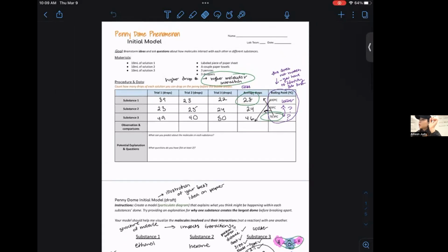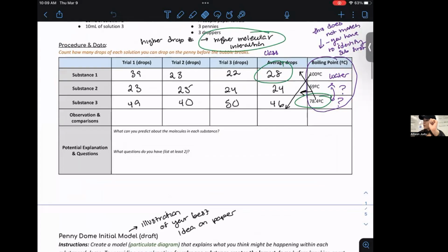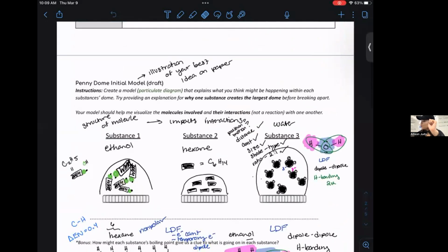So what we did is, according to what should have happened. Now remember, your data is your data. Please do not lie about your data. But you should have technically gotten that substance 3 was water. Highest drop number, highest intermolecular forces. 2 hydrogen bonding capabilities, plus dipole-dipole, plus LDF.